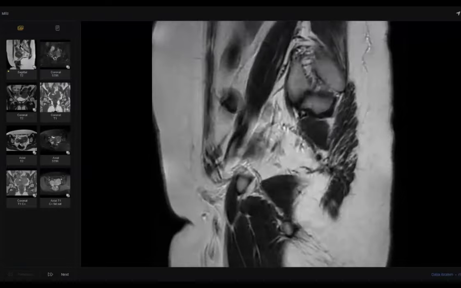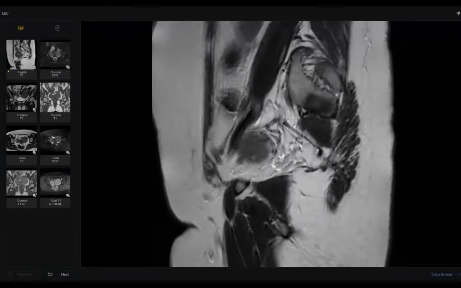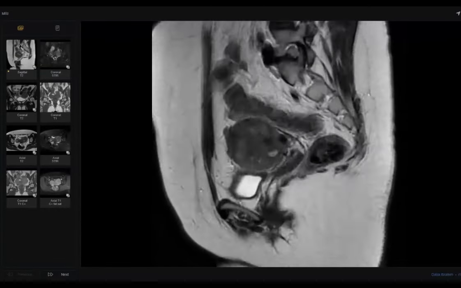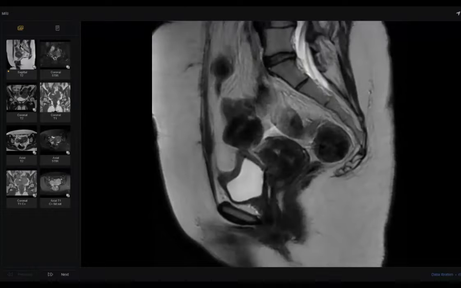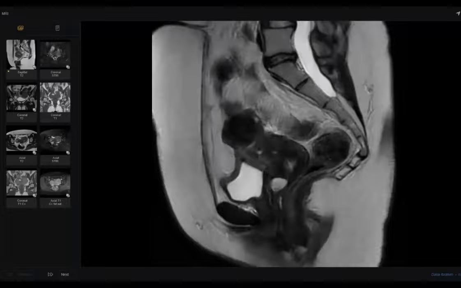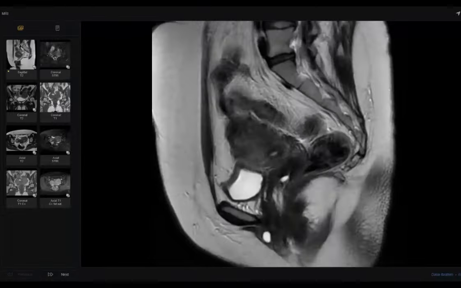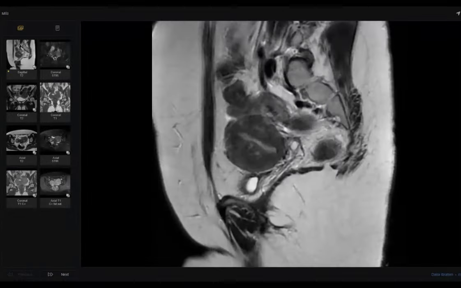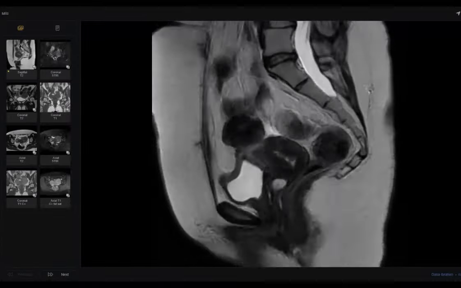Are there any other sequences I can examine? At least you catch one sequence, tell something. Okay, so I'm presented with a sagittal T2 sequence of a 39-year-old female complaining of abnormal bleeding.